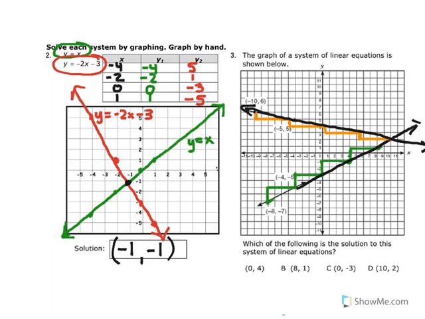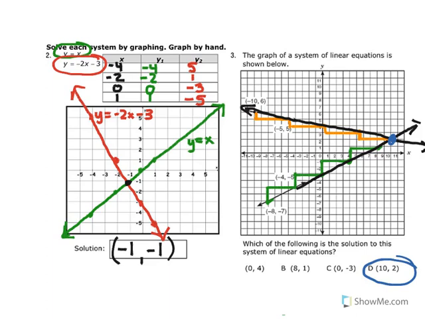So I went 1 over 5, negative slope, negative 1 over 5, and then extended the line until they intersected. And you can see they're intersecting over here at this point, which is at 10, comma 2. And there's your intersection point.